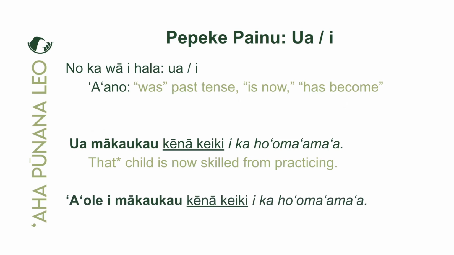All right, so if the keiki was not mākaukau, we would use 'a'ole, right? 'A'ole means no or not. Okay, it negates the sentence. 'A'ole i mākaukau ke keiki i ka ho'oma'ama'a. All right, so this is just the opposite of the positive statement. That child is not skilled or ready from practicing, or because of practicing. Okay, and remember, when we negate, we don't use ua, we use i. We don't say 'a'ole ua mākaukau. We say 'a'ole i mākaukau. Maika'i no. E ho'omau aku no.